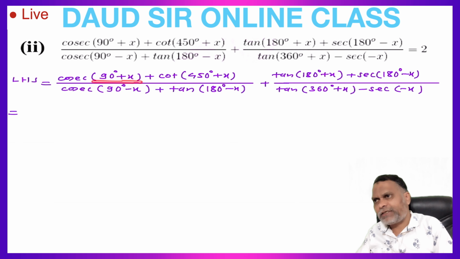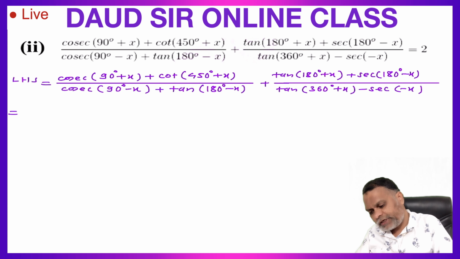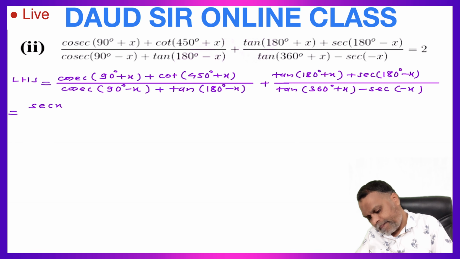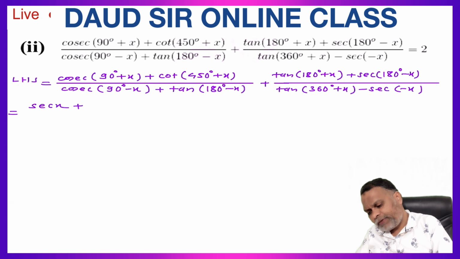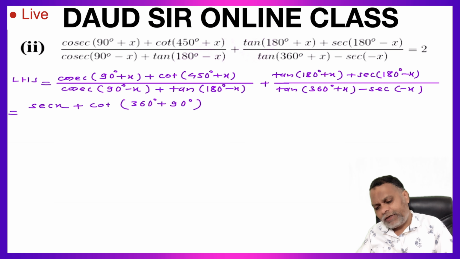cosec 90 plus x, 90 plus theta. 90 plus theta lies in second quadrant. In second quadrant, sine and its reciprocal cosec are positive. This is cosec, so plus sign. In case of 90 degree, we have to change this cosec to sec, so this is sec x plus cot 450 plus x. So this cot 450 can be written as 360 degree plus 90 degree. 360 plus 90, 450.